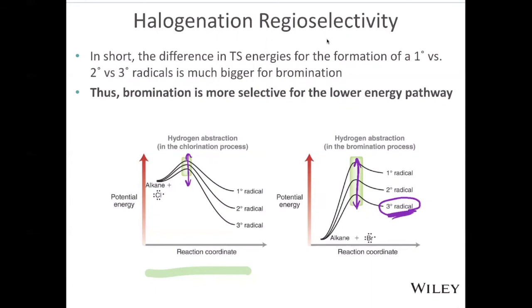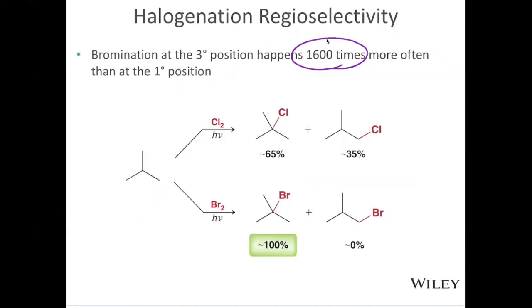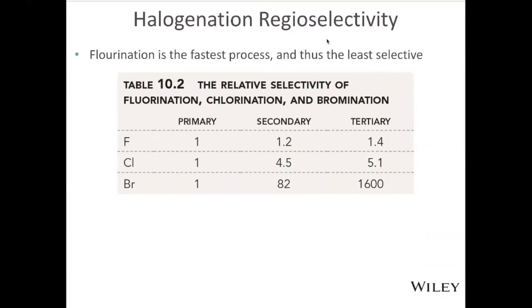We're going to very much prefer that lower energy of activation, lower transition state energy of the tertiary radical over the secondary and the primary. For bromine, that tertiary position is 1,600 times more reactive than the primary position. And here's a table describing those reactivities.